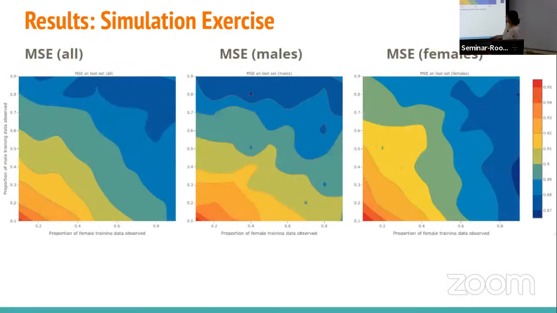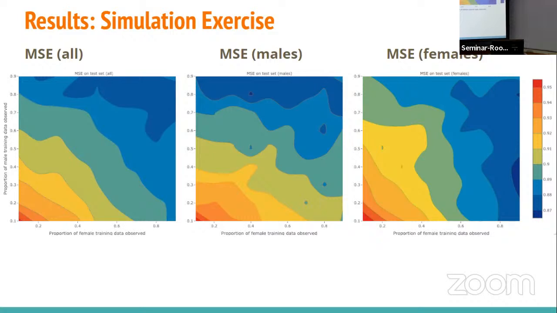Let me quickly explain, because the X and Y axes are not that clear, it's very small font. This is the proportion of female data observed, going from 0.1 to 0.9, and on the Y axis is the proportion of male data observed. As we go from red to blue, your mean squared error is decreasing. Red means the highest mean squared error, and blue is the lowest contour.